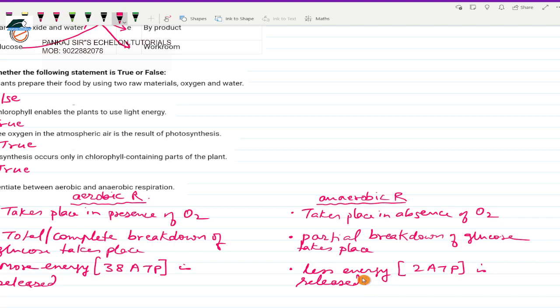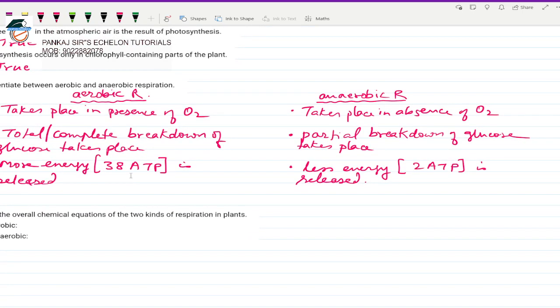The next question is: write the overall chemical equations of the 2 kinds of respiration in plants, aerobic and anaerobic. So you have to write down the equations of the 2 kinds of respiration in plants. So you know respirations are of 2 types, aerobic and anaerobic.